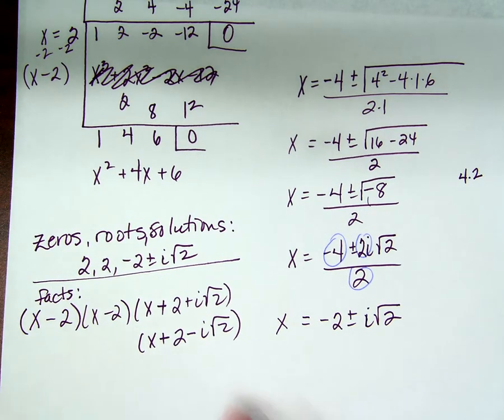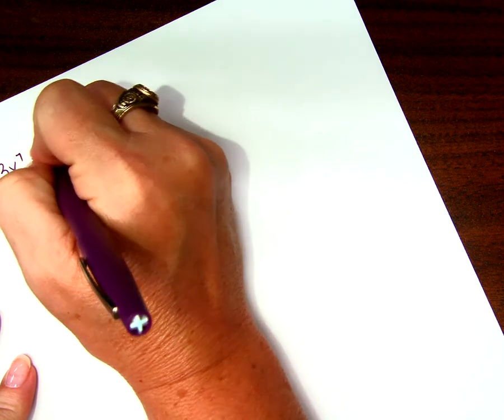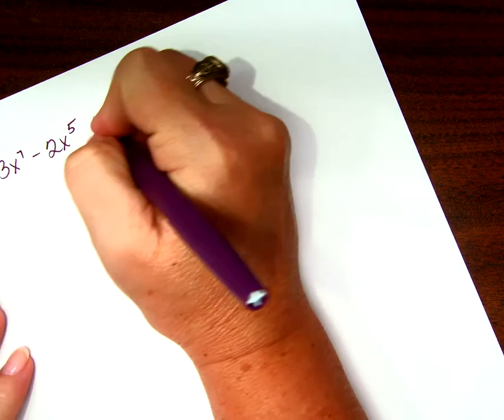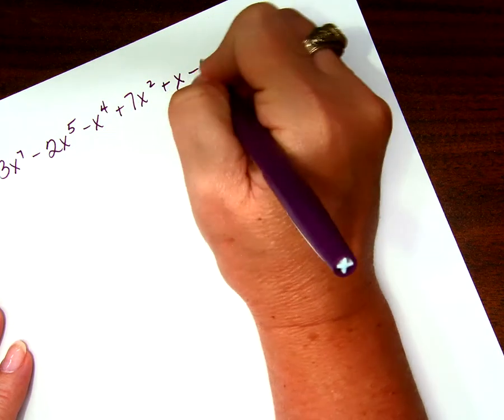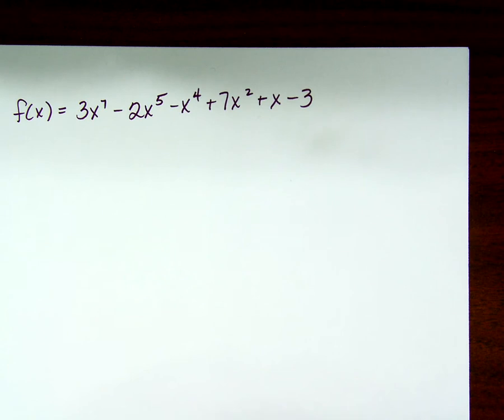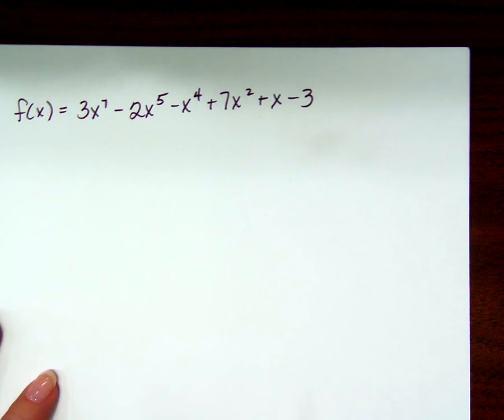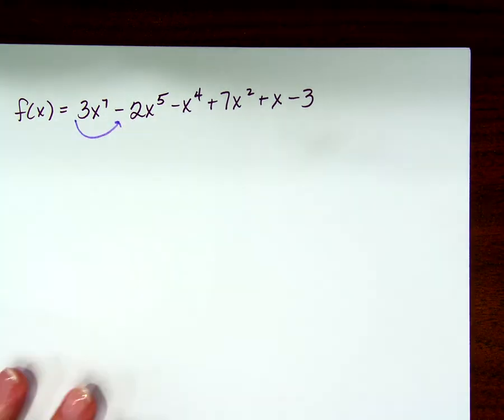And then the last one is Descartes' rule of signs. Okay? f of x equals 3x to the 7th minus 2x to the 5th minus x to the 4th plus 7x squared plus x minus 3. Example. Here's my example. Okay? What sign is the first number? Positive or negative? Positive. So it goes from positive to negative. Do you see that that's a sign change?